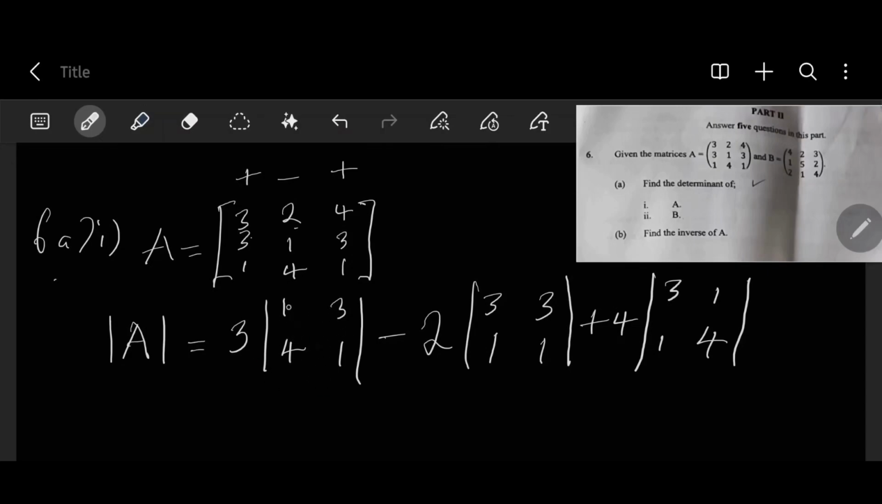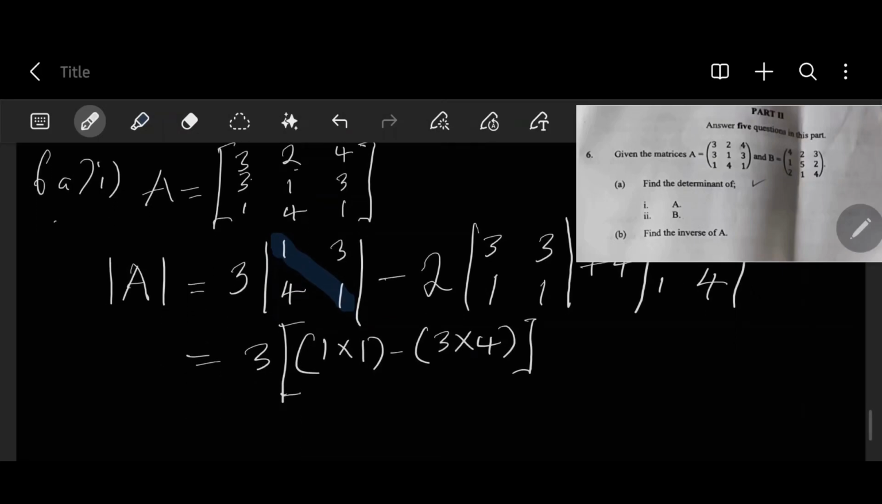which is very easy to find the determinant of by doing the product of the leading diagonal. This is the leading diagonal from top left to bottom right. So I'm going to do the product of the leading diagonal minus the product of the other diagonal. So I'm going to have 3 in bracket, 1 times 1 minus 3 times 4.